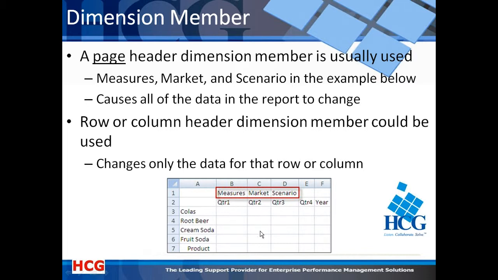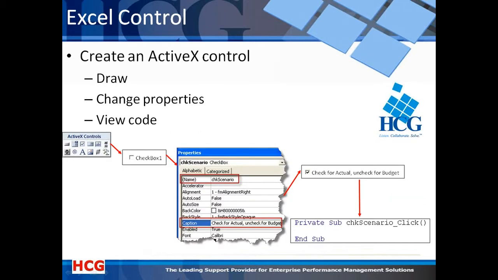Quarter 1 describes this column, quarter 2 describes that column, or it's a row header. COLAs describes the data in this row, root beer describes the data in row 4. Etc., etc. So most people are going to change a page header dimension member because it's going to change all of the data in the report. But if you want to change just a row or a column or a set of rows or set of columns based upon multiple entries of the same dimension member, then feel free to do so.